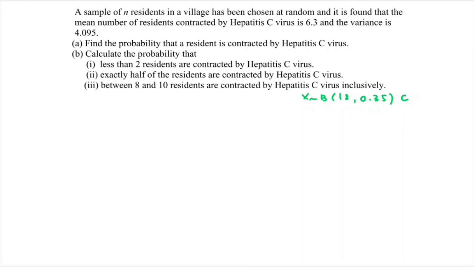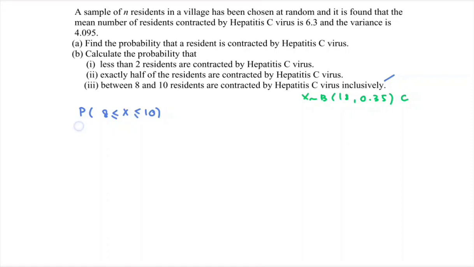Next, number 3. Between 8 and 10 residents are contracted by the hepatitis C virus inclusively. So probability that we have X is greater than 8, less than 10. So that is the between. But in here we have the keyword inclusively. So it means that it is included for both 8 and 10.